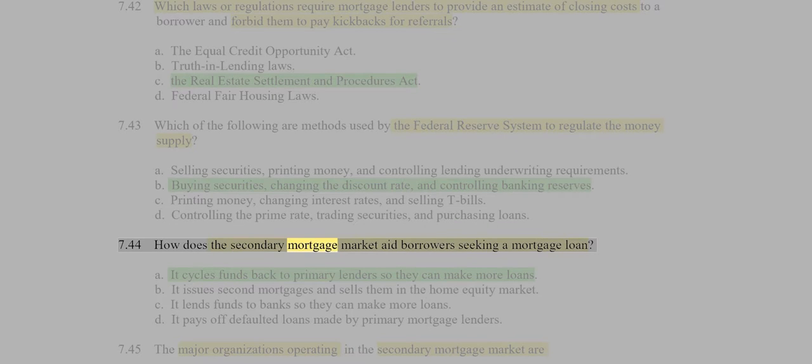7.44 How does the secondary mortgage market aid borrowers seeking a mortgage loan? A. It cycles funds back to primary lenders so they can make more loans. B. It issues second mortgages and sells them in the home equity market. C. It lends funds to banks so they can make more loans. D. It pays off defaulted loans made by primary mortgage lenders.